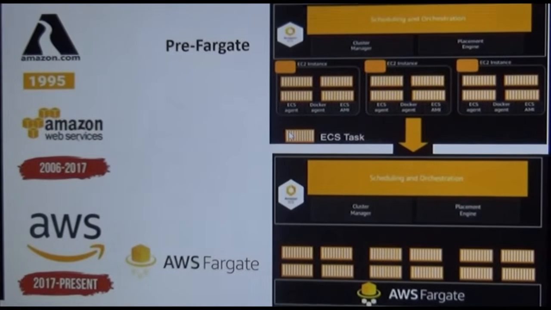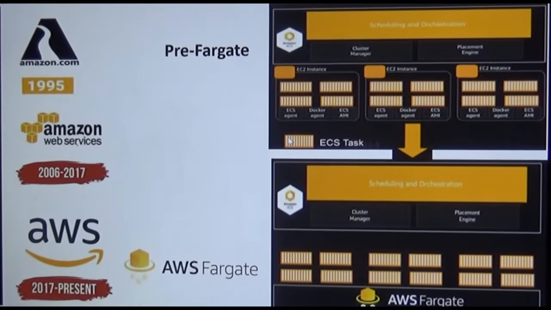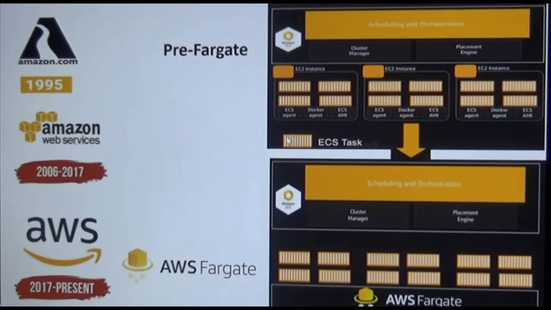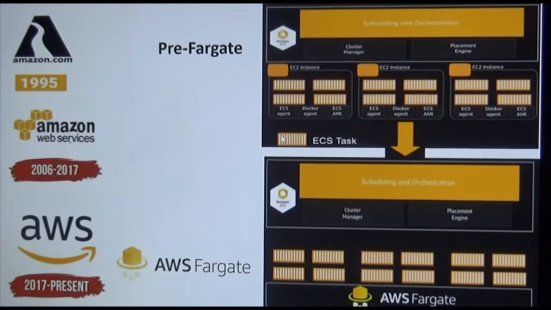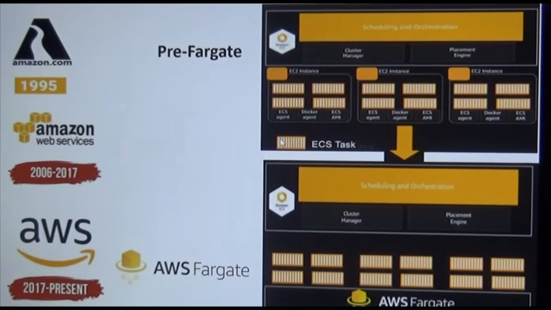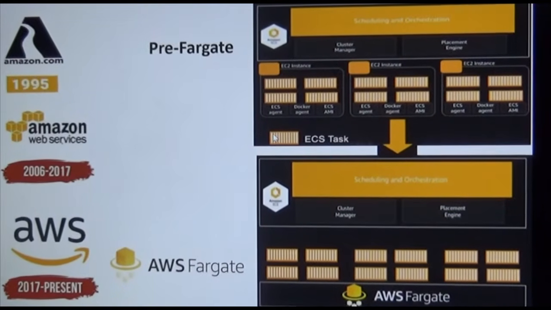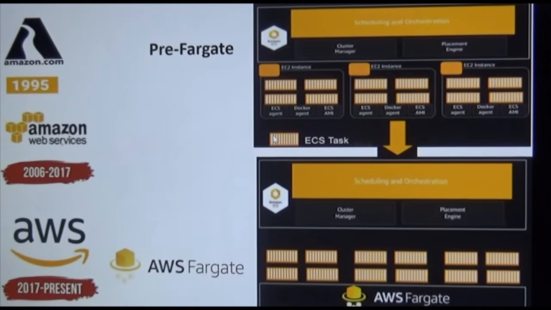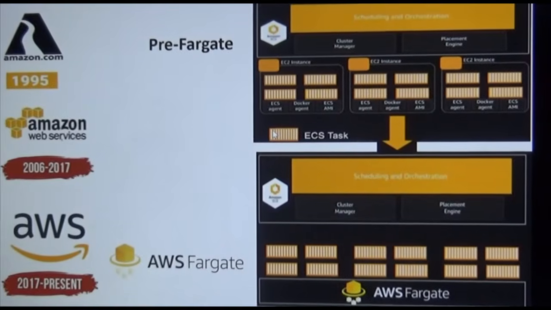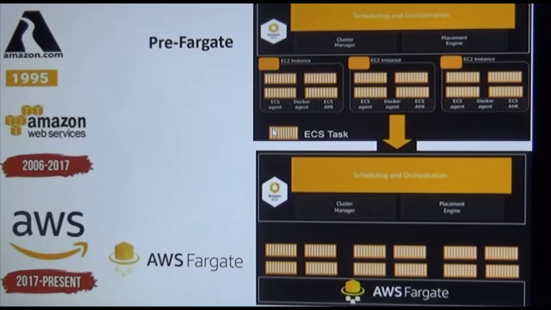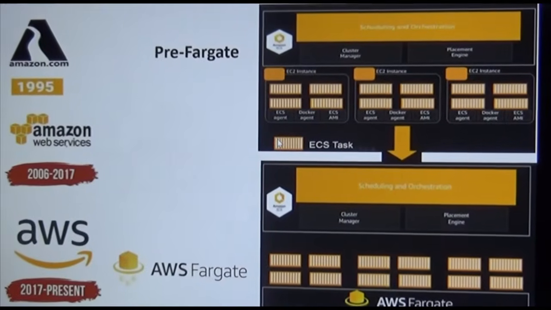Here's a little history. Amazon began as an online bookstore in 1995. Amazon Web Services began providing on-demand cloud computing platforms and APIs, application program interfaces, in 2006. You can see in the picture on the top right how online containerization was done pre-Fargate. But in 2017, along with Amazon Glue and Amazon Aurora, AWS released Fargate and changed how deployment and management of compute containerization could be done.